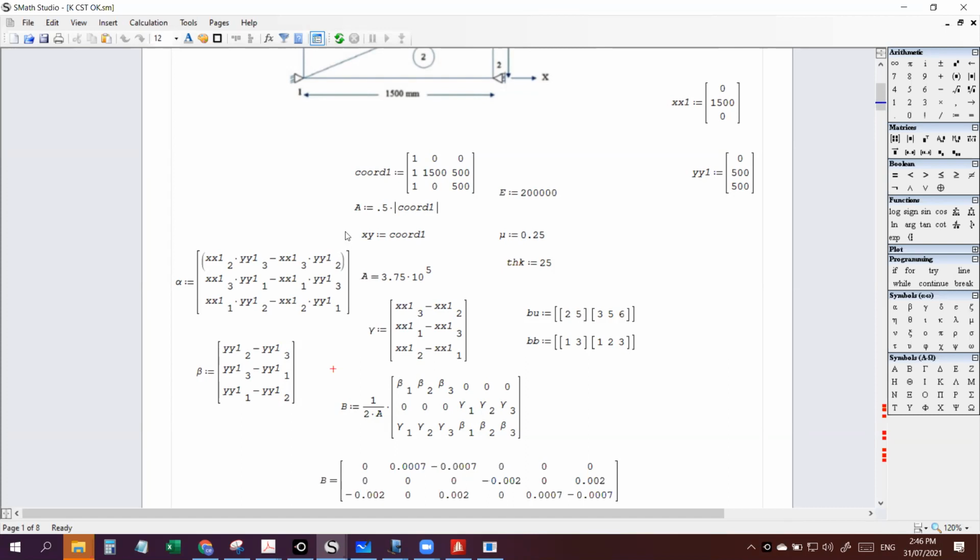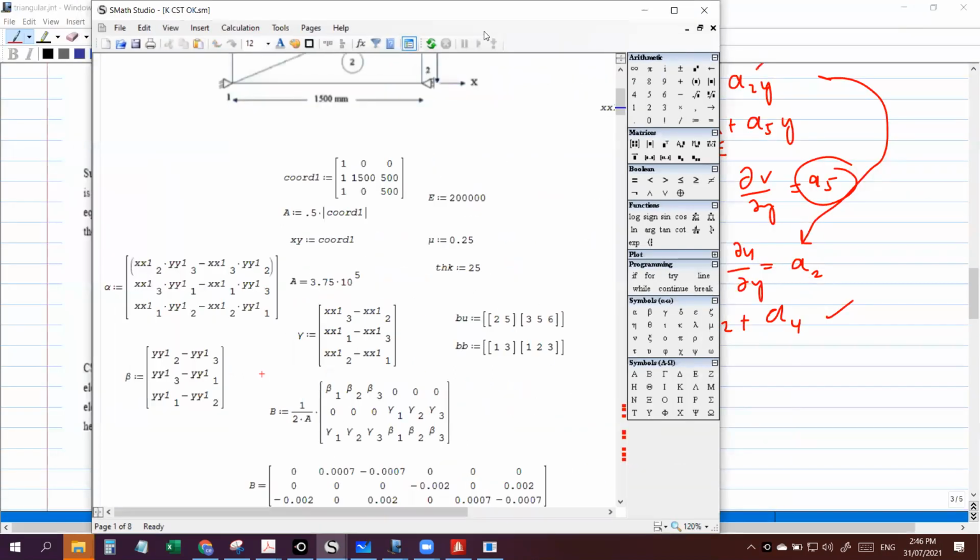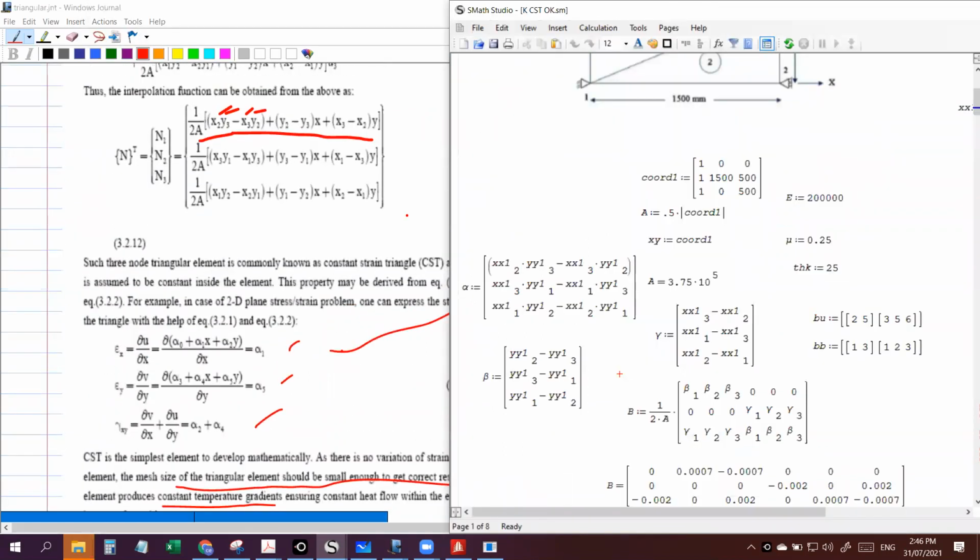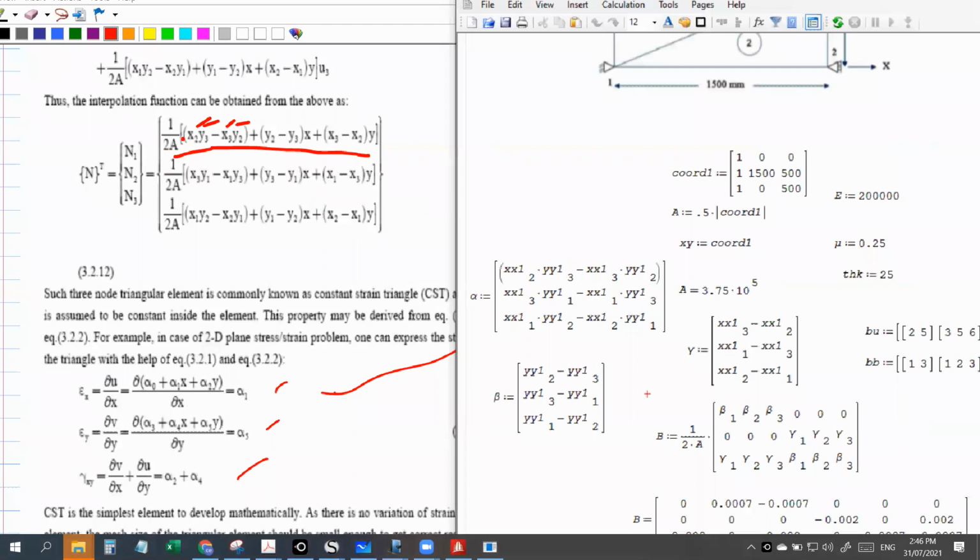And then for x3, y1, ito yung sa shape function eh. Minus x1, y3, then x1, y2 minus x2, y1. Minimize ko para makita niyo. Yan po. So, x2, y3, ito yon. x3, y2, tapos x3, y1, x1, y3. So, which is yung alpha natin.